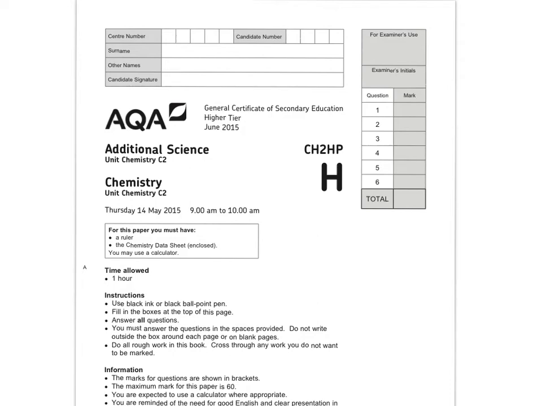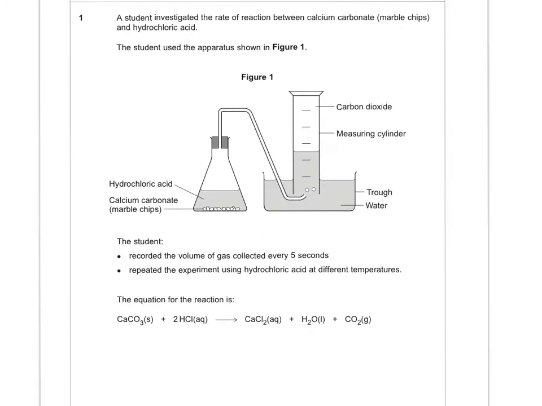This is a walking talking mock for Chemistry 2. It's a higher paper from June 2015. The paper is 60 minutes long, so 1 hour, and the total mark is 60 for this paper, so it's roughly 1 mark per minute.